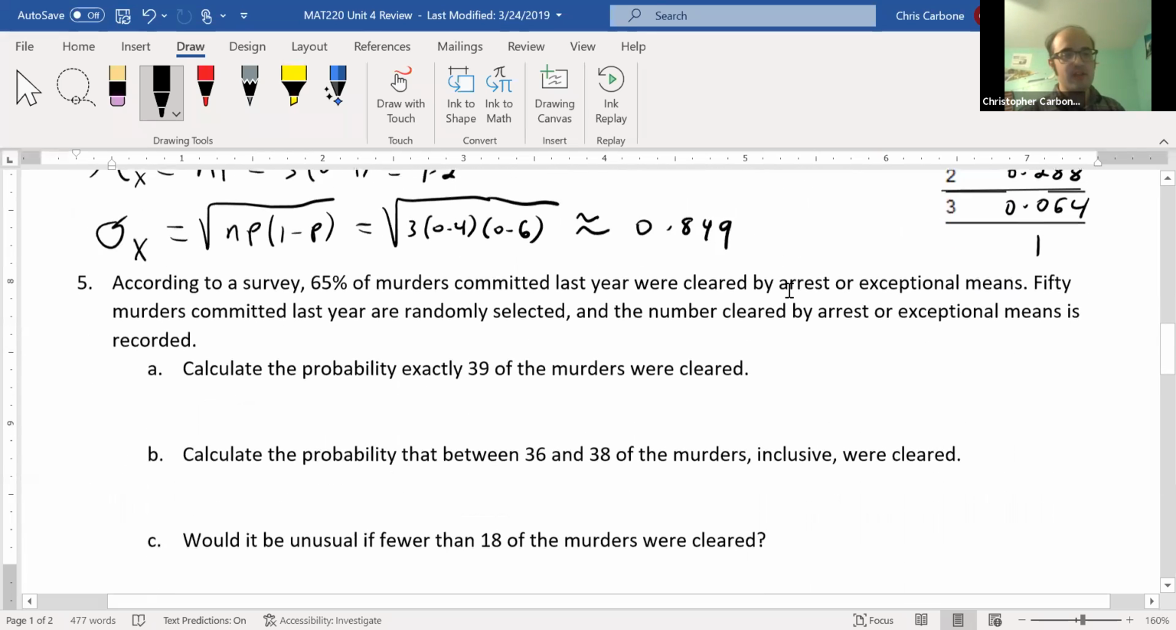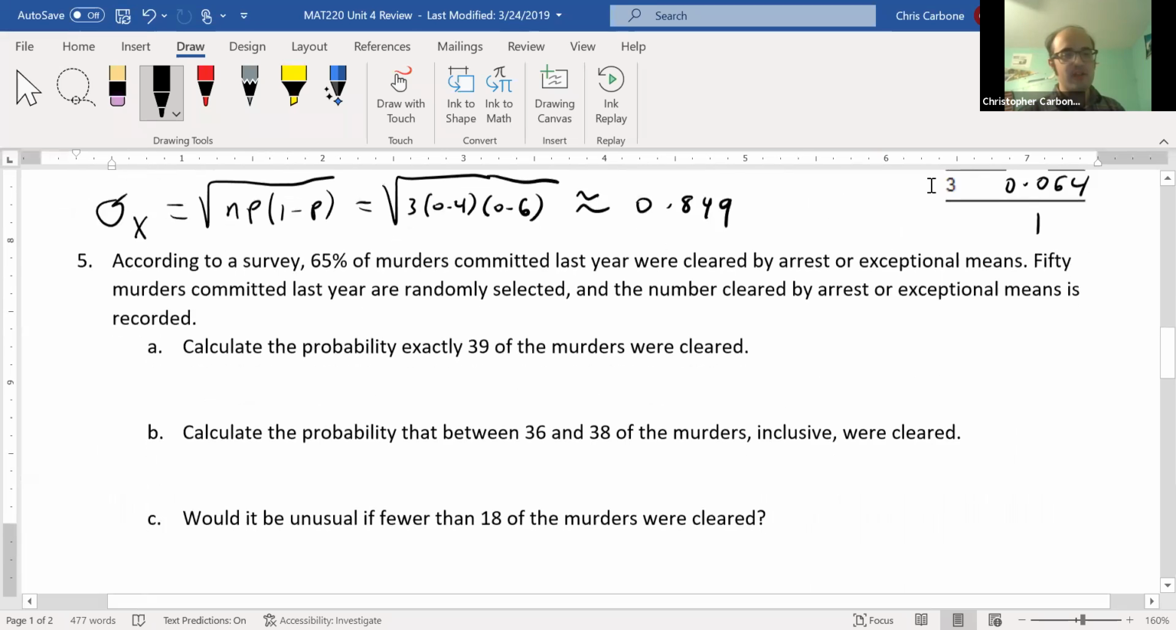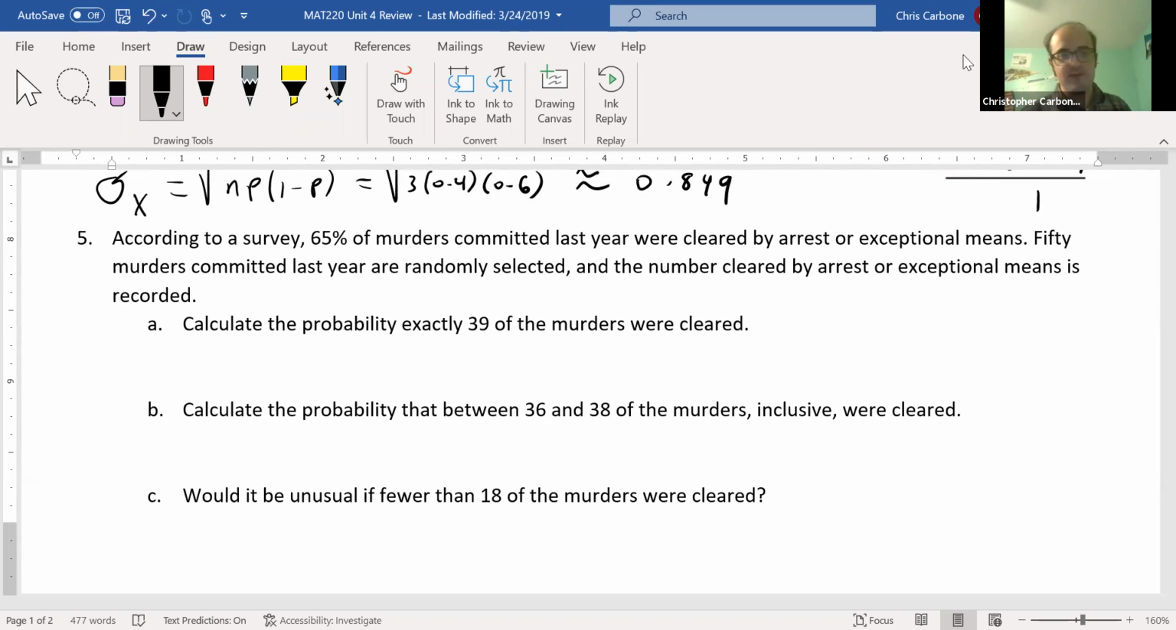Then for question number 5 down here, I have gone to a survey. 65% of murders committed last year were cleared by arrest or exceptional means. 50 murders committed last year are randomly selected, and the number cleared by arrest or exceptional means is recorded. And we want to calculate the probability that exactly 39 of these murders were cleared.